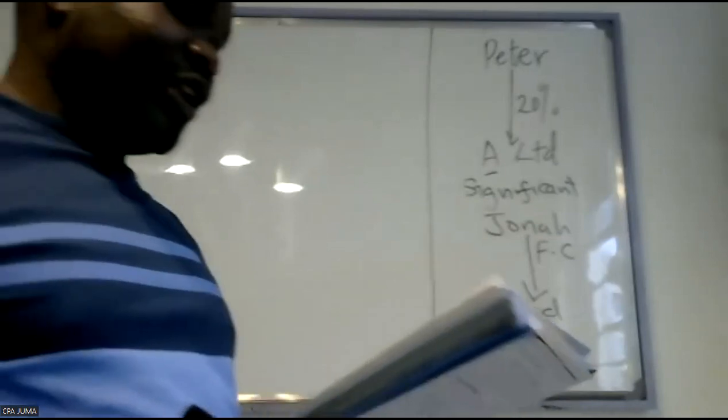Last but not least, Jane, the wife of Isaiah. Isaiah is the chairman of Q Limited, a subsidiary company of C Limited. So who are they looking for?